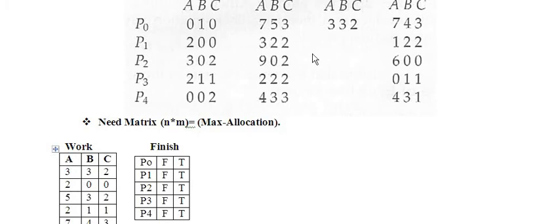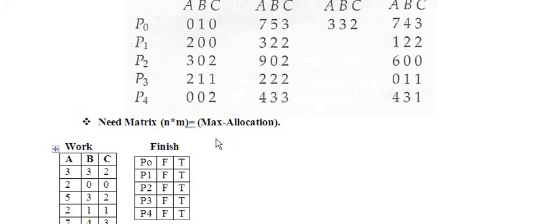See, initially we are taking this available. What is available? 3, 3, 2. So we have to check whether P0, how much instance of A, B, C are required? 7, 4 and 3. Now 3, 3, 2 is lesser than 7, 4 and 3, so it can't execute. So we leave it.